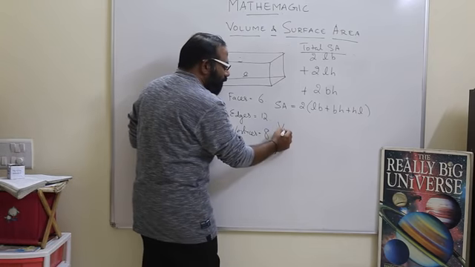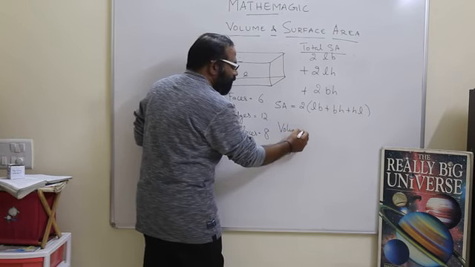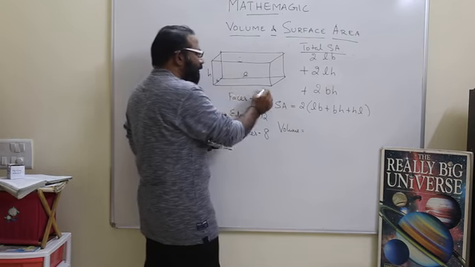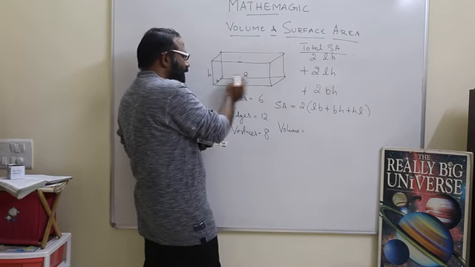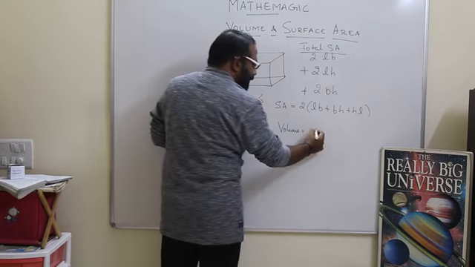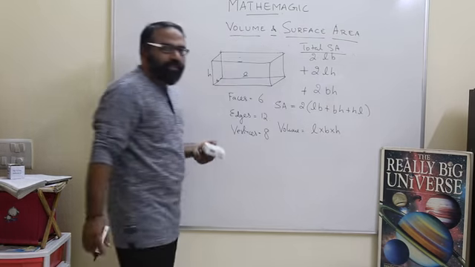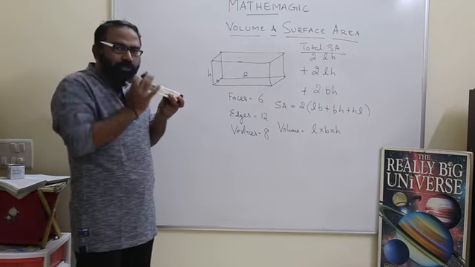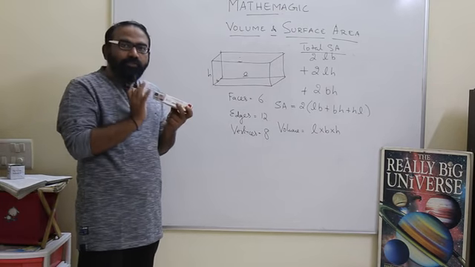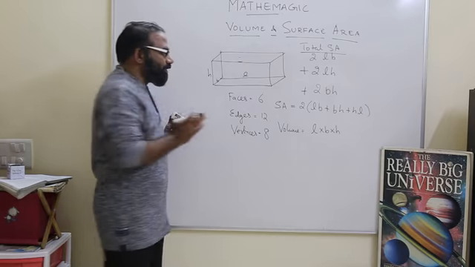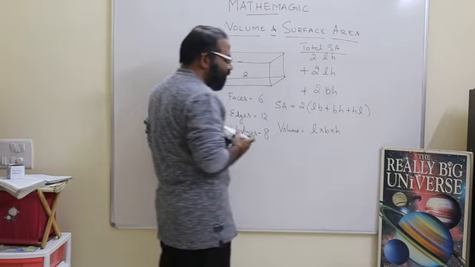Now we come to the volume of the cuboid. Volume is nothing but length into breadth into height. That is the total volume, or how much space this occupies. That is what volume gives you. So it is length into breadth into height.